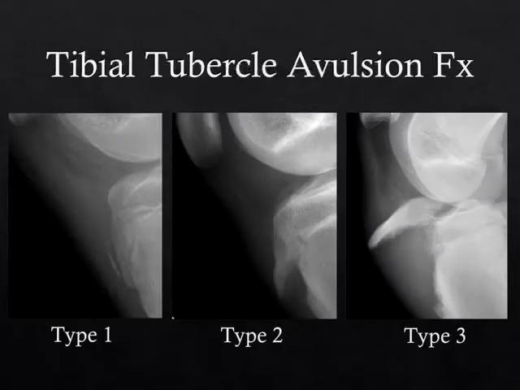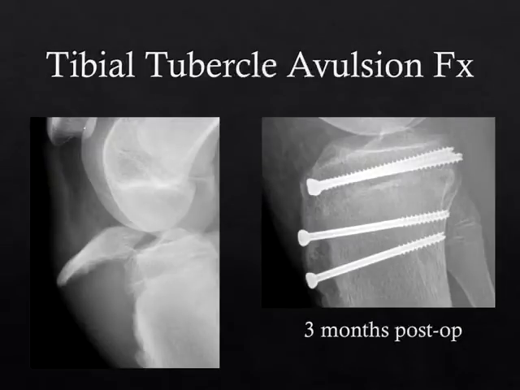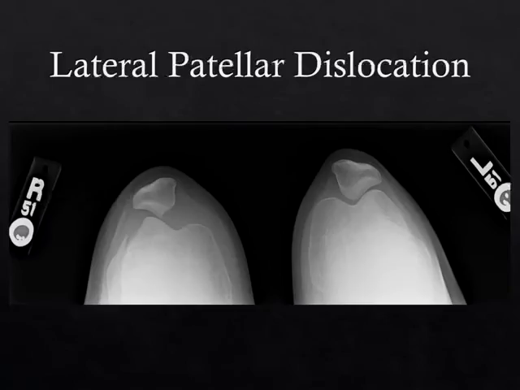These are typed according to the Ogden classification system. So a type 1 would be essentially extraphyseal, so you have a variably sized small fragment at the tubercle, which is minimally displaced. Type 2 fractures extend to the proximal tibial physis, and then type 3 fractures extend through the epiphysis to the articular surface of the tibia. Type 1 fractures can be treated conservatively, but type 2 and 3 typically will require some sort of screw fixation. So that third patient had reduction and screw fixation of his avulsion fracture, and it had already healed quite nicely 3 months postoperatively. All right, moving on to lateral patellar dislocation.